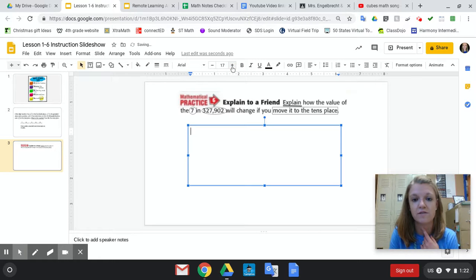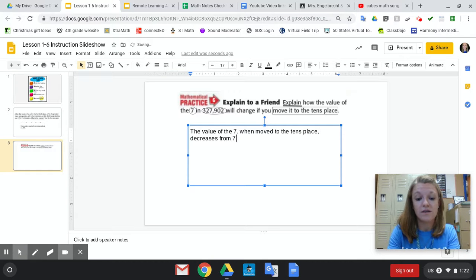Explain what would happen if it was moved to the tens place. So if the 7 was where the 0 was, then it would only be worth how much? Well, instead of being worth 7,000, it would only be worth 70. So it would decrease by quite a lot. Okay, let's kind of restate this. The value of the 7 when moved to the tens place decreases from 7,000 to 70.